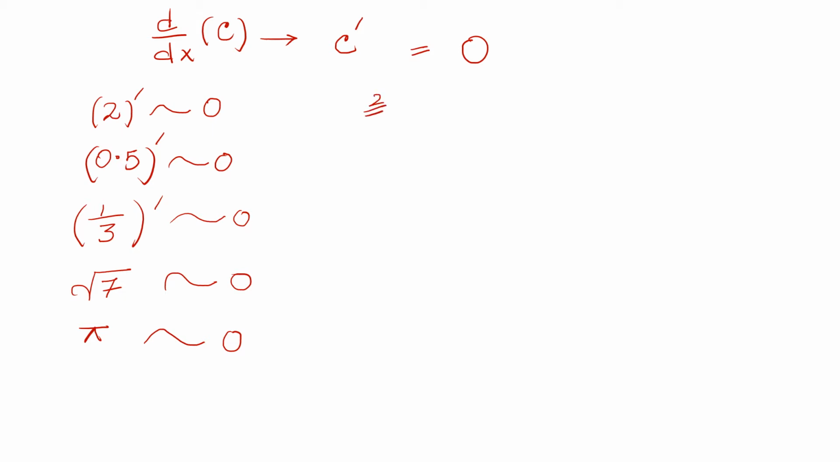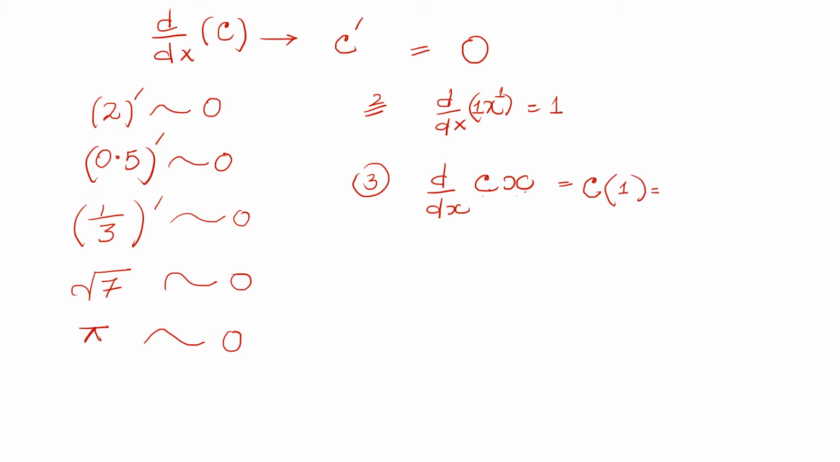Now rule number 2 says that the derivative of x is 1. x means the coefficient is 1, the power is 1, so the derivative is 1. The third rule says that the derivative of Cx, that means a constant multiplying with a function, is C, because the derivative of x is 1, and C times 1 is C.